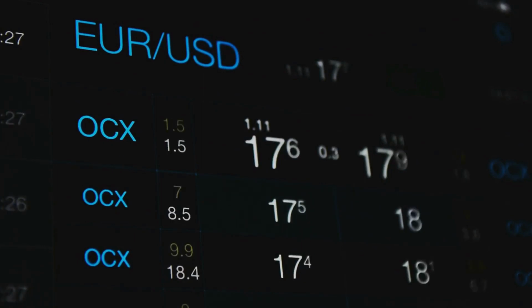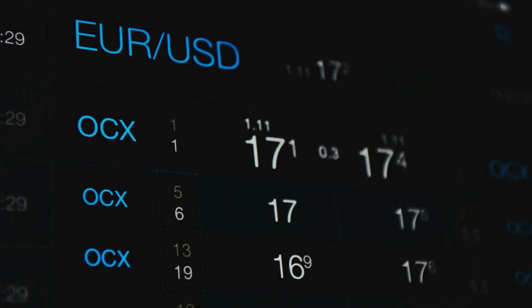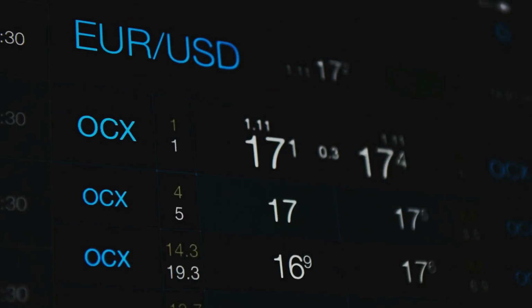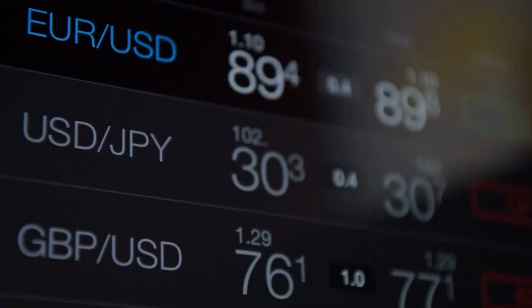Then we have the exotics. These are currency pairs that involve one major currency and one currency from an emerging or smaller economy, like Mexico, Turkey, or South Africa. Examples of exotic pairs include the US dollar against the Mexican peso, USD-MXN, the euro against the Turkish lira, EUR-TRY, and the British pound against the South African rand, GBP-ZAR.